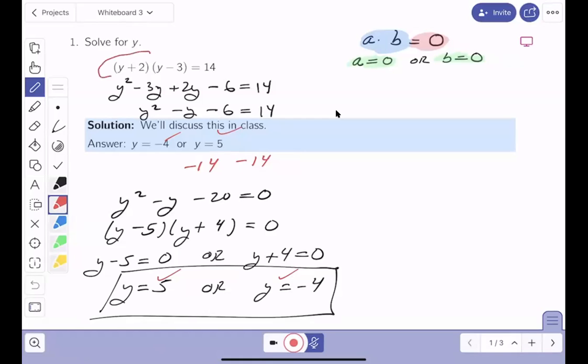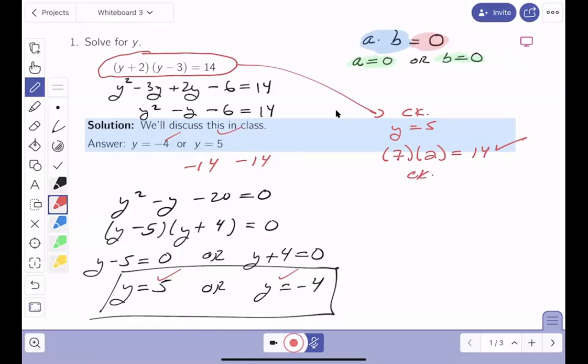You're always going to check it in the original. So I'm going to check it now in the original. I'm going to check y equals 5 first. I want to see if it works out. Now, if y is 5, the first factor would become 7. And the second factor, 5 minus 3, is 2. Is 7 times 2 14? It is. That checked beautifully.